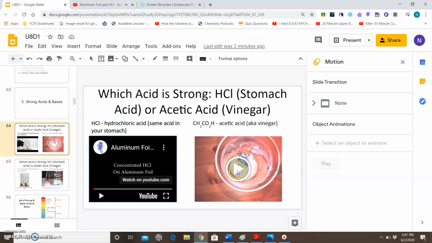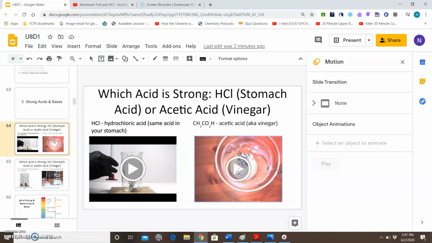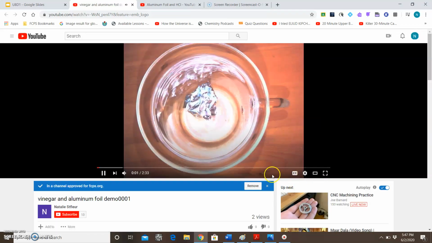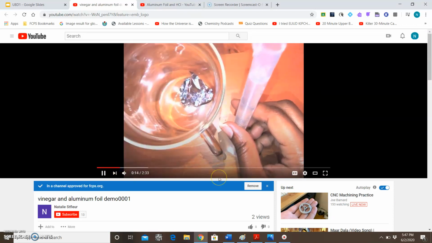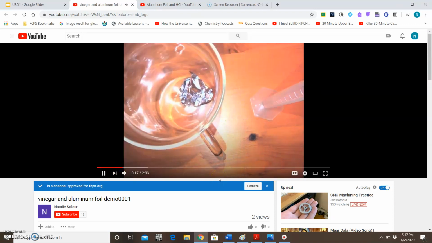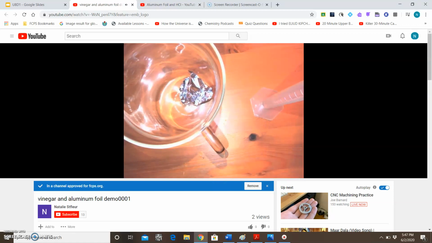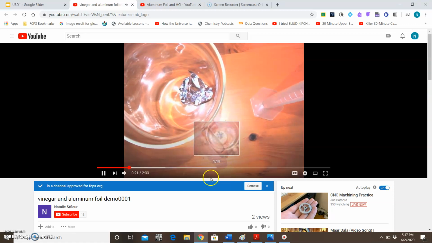All right, let's take a look at a second video. And this is the reaction of aluminum foil with some vinegar. Just gonna speed this up a bit. So I added about 10 milliliters of vinegar to the aluminum foil.